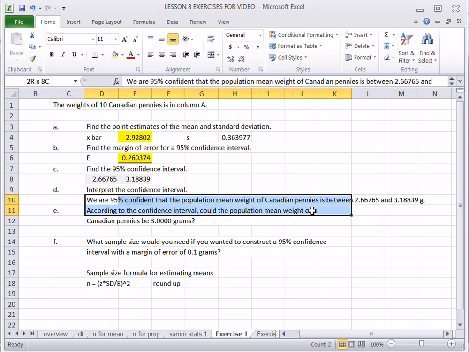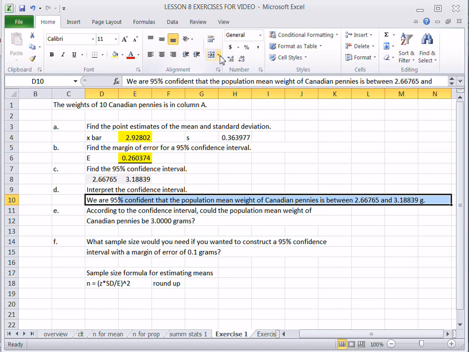Okay, sorry, we're having trouble seeing this. I want us to be able to see this while I explain it. Okay, so we're 95% confident that the population mean weight of pennies is between 2.66765 and 3.18839 grams. That means there's a 95% chance that the real population mean is somewhere between those two values. That 5% that's left over is a probability that we actually got an unusual data set and we are off, so that there's a 5% chance that we're wrong and the population mean is not contained in that interval. So this is how we answer the question, how good is the point estimate?